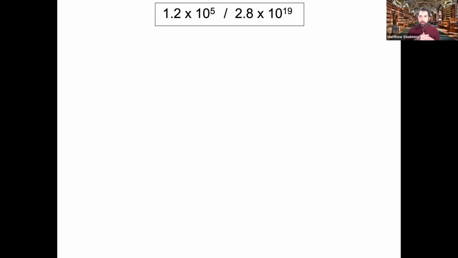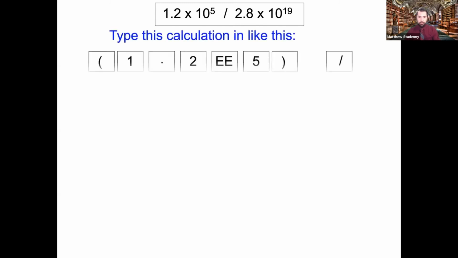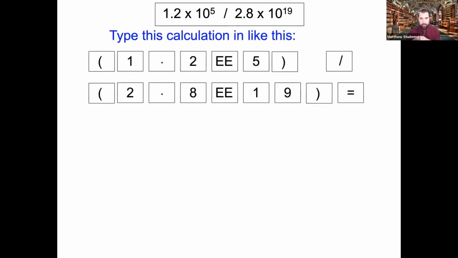You may want to try this real quick, pause and try this in your own calculator, see what you get. But if I were placing this correctly, we're going to use parentheses. It's never wrong to use parentheses. Sometimes you don't need them, but it's never wrong. And I would just always put parentheses around each of your scientific notation terms here. So parentheses, and then you put 1.2, the E button, 5. That's it. Don't do times 10. Don't do anything weird, just E 5.